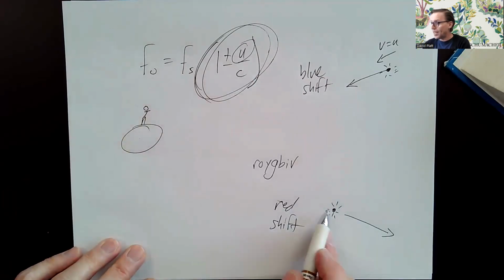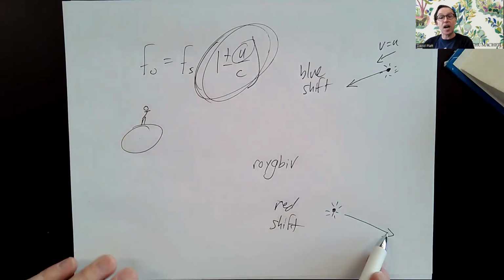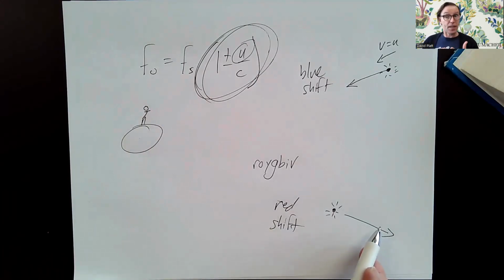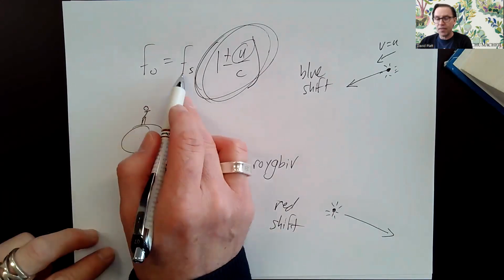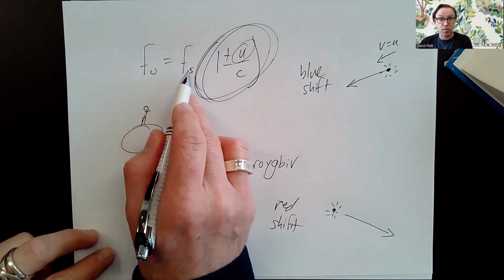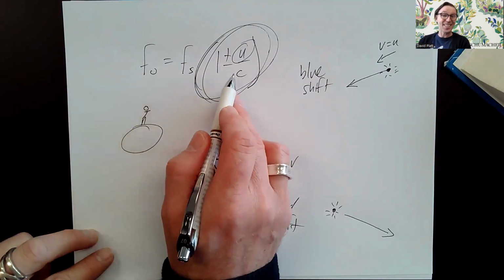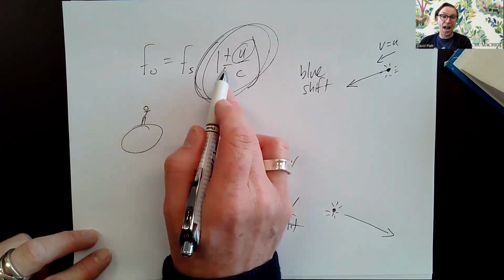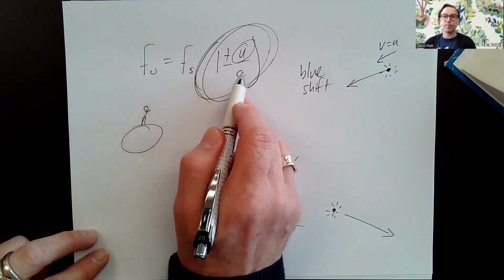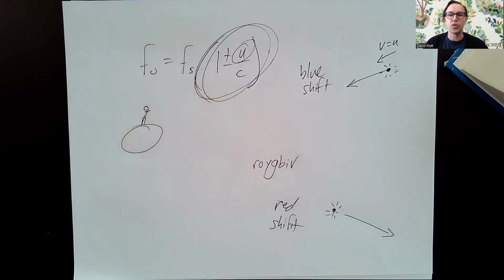Whereas if I have a red shift, that means I'm seeing redder light, which is bigger wavelength, but smaller frequency. So I'm going to see a smaller frequency than the star actually emits. So I want this number to be less than 1. So I'm going to subtract u over c. So that's how you decide what to use, plus or minus.